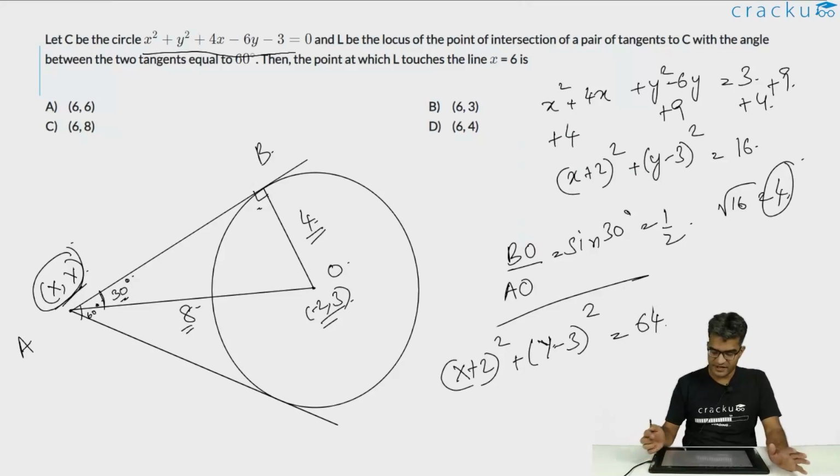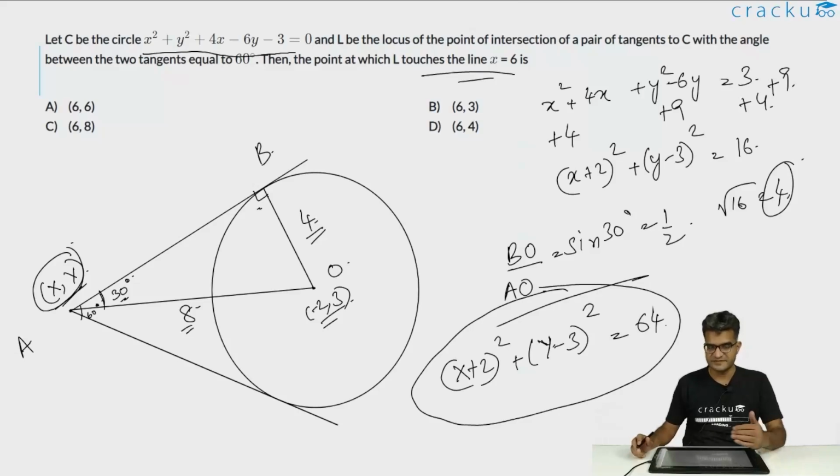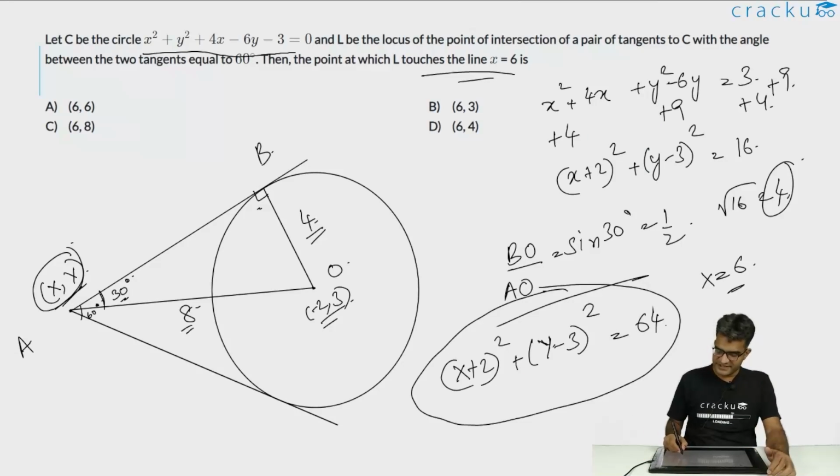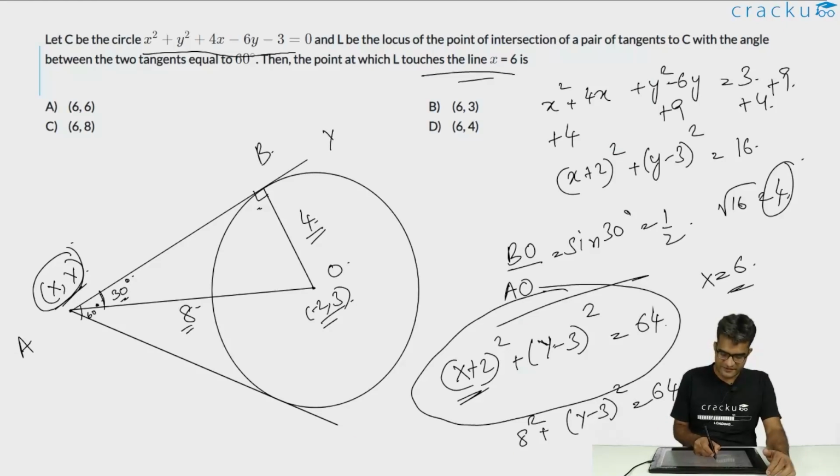Now what are we required to calculate? What is the point at which this locus touches the line x is equal to 6? Basically, we are saying what is the point of intersection of this curve, which is basically a circle, and the line x is equal to 6. When x is equal to 6, 6 plus 2 whole square is 8 square. So 8 square plus y minus 3 whole square is equal to 64. Or y minus 3 whole square will be 0, or y will be equal to 3. So the point of intersection is 6 comma 3, which is option B.